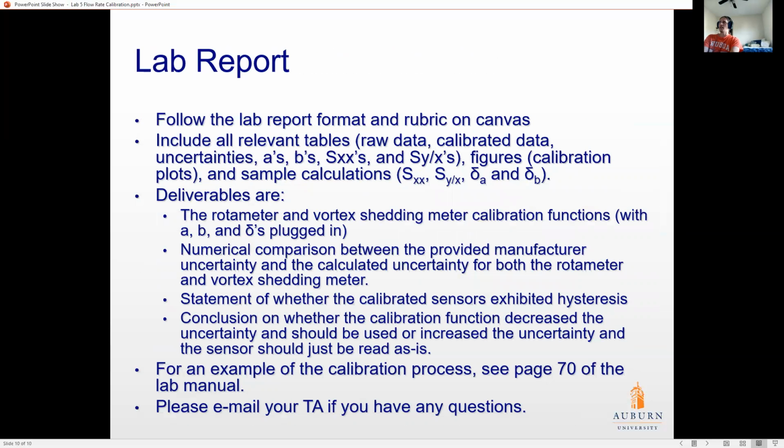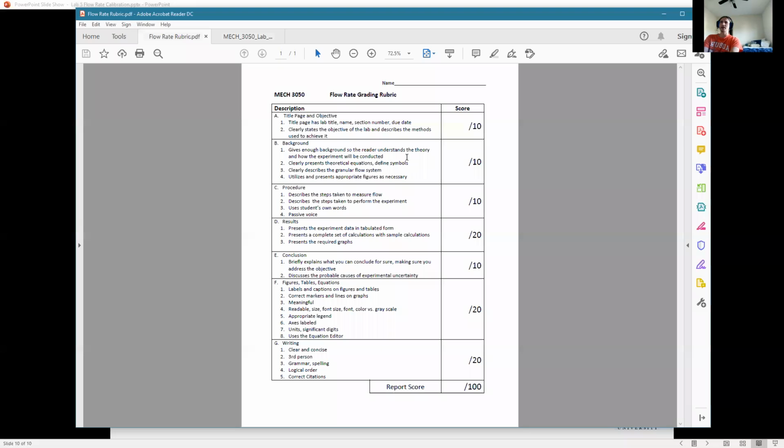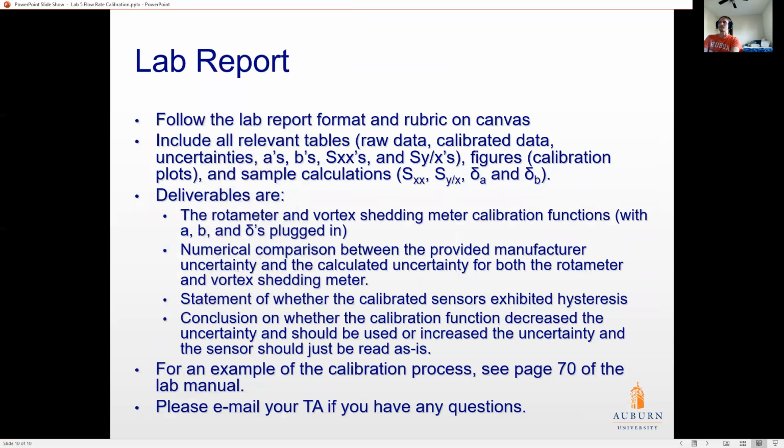So the lab report. The rubric looks very similar. We do have an updated one, but it's almost exactly the same. Again, the format is going to be exactly the same, so stuff like the background. Oh, and this is actually still the same flow rate, never mind. I think we have a slightly updated version. I'll double check that, but essentially nothing really changes in the rubric.